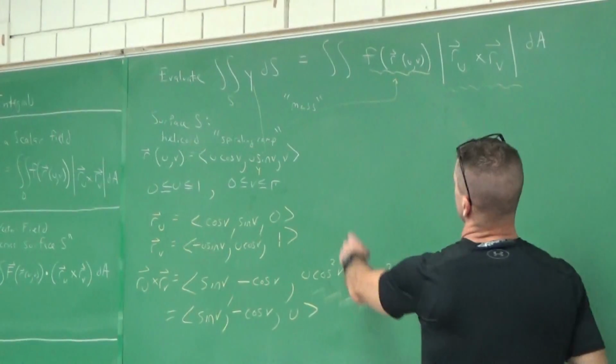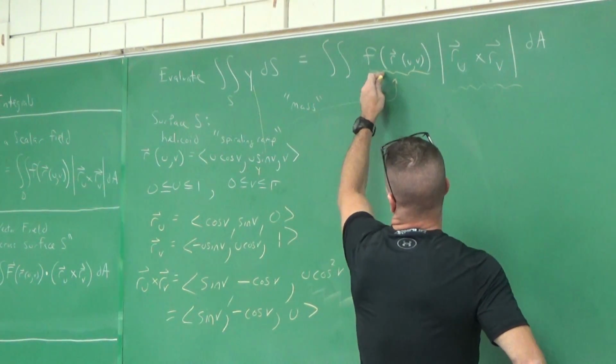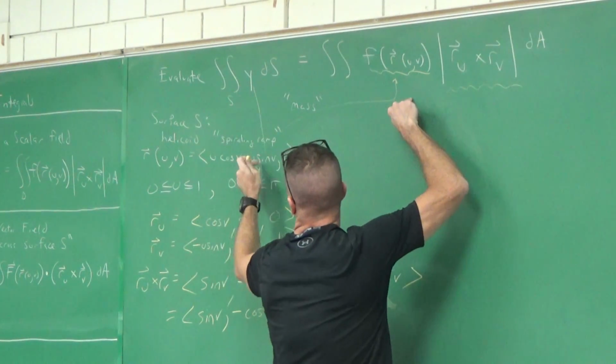All right, let's go to work. Let's do this double integral. For the letter y, we're just going to put a u sine v there, right?